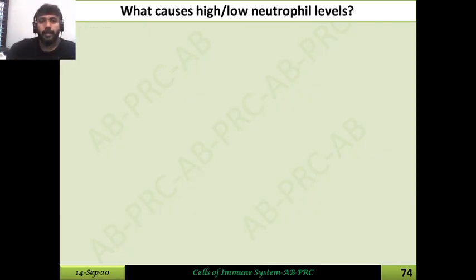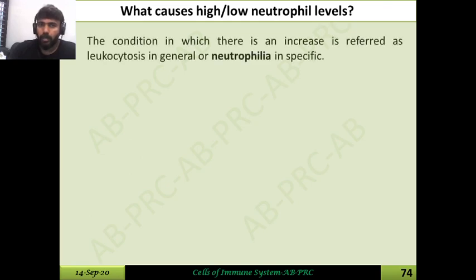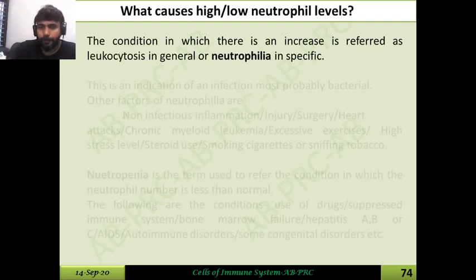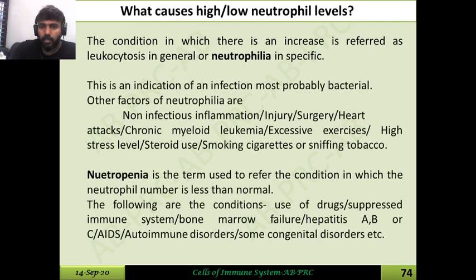Now the conditions in which there is an increase or decrease in the neutrophil counts help in the diagnosis of various infections, right. The condition in which there is an increase in the neutrophils is called neutrophilia, right. And there are various conditions which result in neutrophilia. Probably, this is a bacterial infection. That is the most significant and helpful fact about neutrophilia, right.